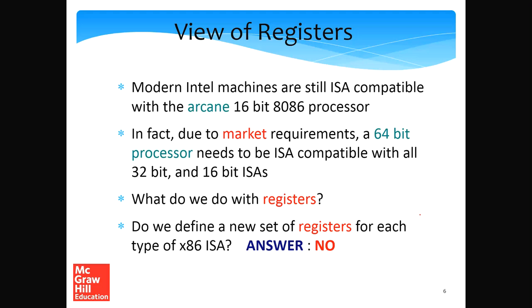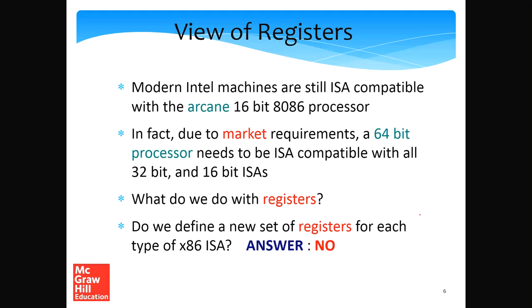And the market requirement is as follows. Let's assume that a certain company has a lot of programs written for 32-bit processors, and because they need some additional performance, they buy a newer processor from Intel. And this newer processor has a 64-bit ISA. It would be a very bad idea for the company to discard all of its code and essentially rewrite or recompile the code for the newer processor.